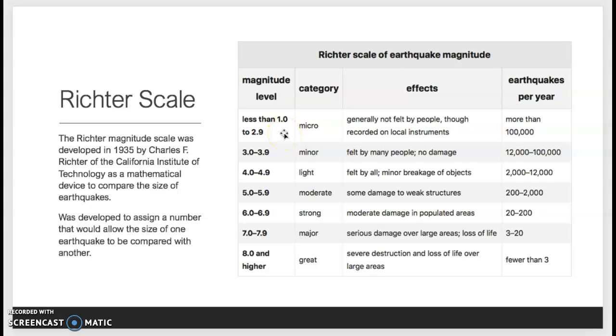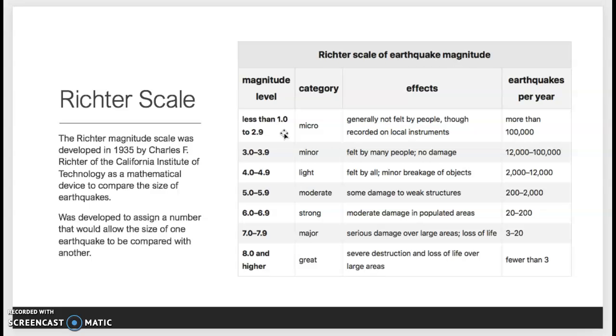If it's less than 1, all the way up to 2.9, you really don't feel those earthquakes. They happen all the time. More than 100,000 of them a year happen. There's a lot of them that we never even notice, but they get picked up by the machines. A 3 to a 3.9 is felt by people, but there's not a lot of damage. Those are also very frequent, up to 100,000 a year.